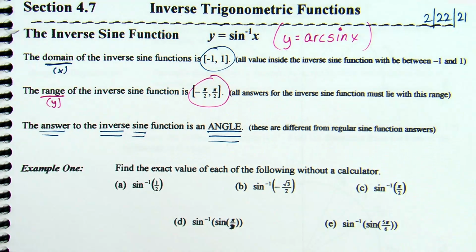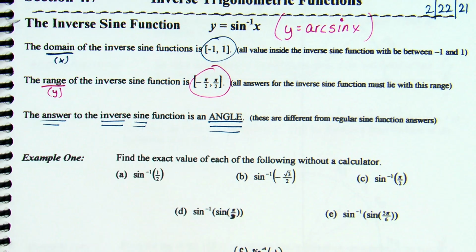Now, notice the directions. Find the exact value of each of the following without a calculator. Anytime they say exact, you don't want a rounded answer. We don't want to round anything. We want an exact answer, which often means not using a calculator and using more of our brains. So A wants us to know the sine inverse of 1/2.